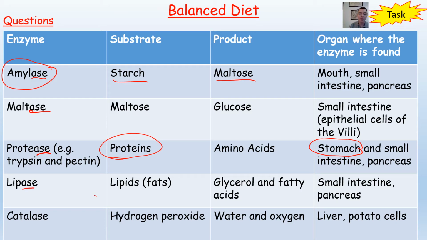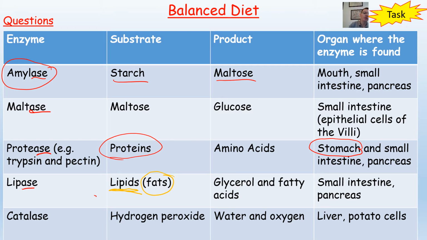The enzyme lipase breaks down fats and lipids into glycerol and fatty acids, and lipase is produced in the pancreas and the small intestine. In this particular example, it's very important to know that we have two names for the word fat. Fat can be known as fats, or they can be known by the slightly more accurate chemical name of lipids, and that's why the enzyme is called lipase, because lipase breaks down lipids, which are also fats.